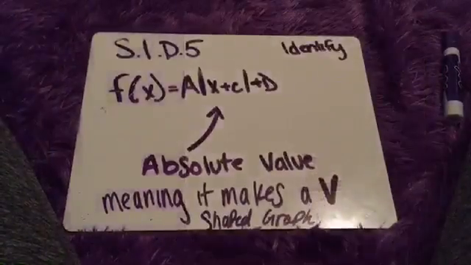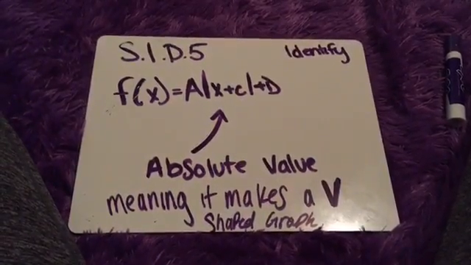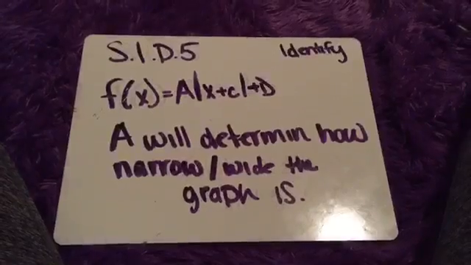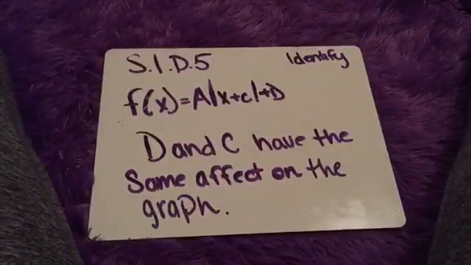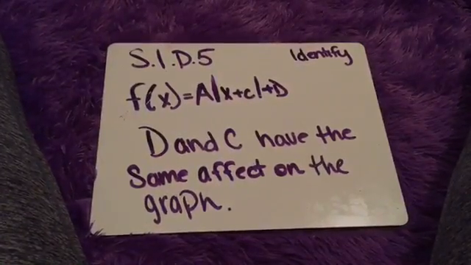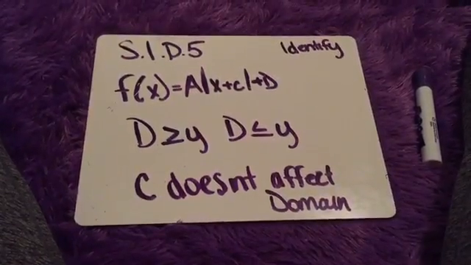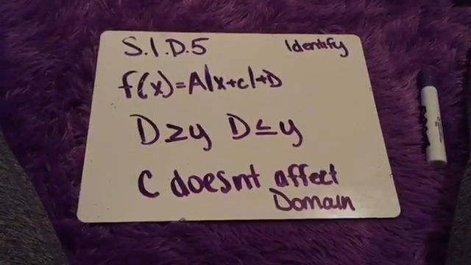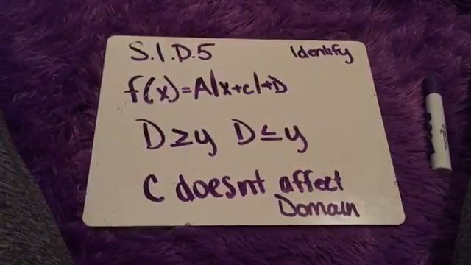In problem 5, we're looking for the absolute value. The absolute value makes a V-shaped graph. A will be determining how narrow or wide the V graph is. In problem 5, just like 2 and 4, C and D have the same effect on the graph. D will affect the range by how far up or down the graph is moved. However, C in this case does not affect the domain because it goes from infinity in both directions.